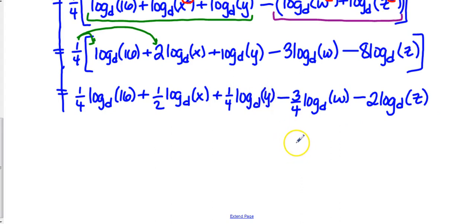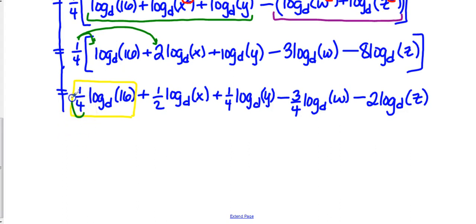And we are 99.9% done. When the arguments are variables, so x, y, w, and z, there's nothing else I can do. But this guy right here, technically I could do one more thing. Let me show you what that is. I'm going to put it in green.